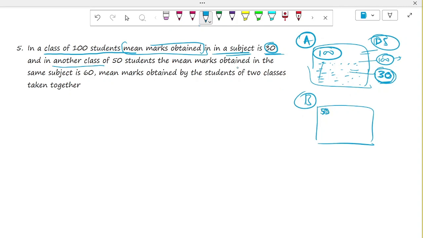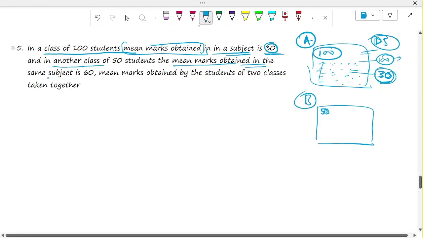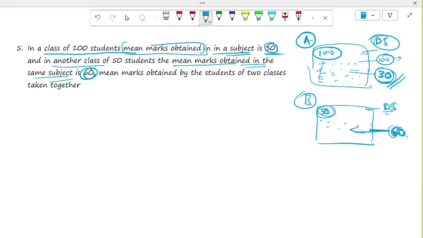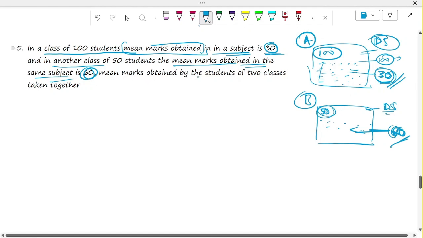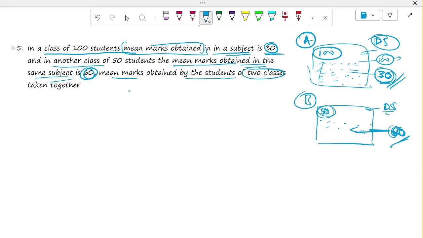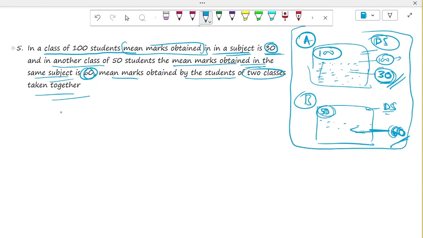And their mean marks obtained in the same subject, in the DS subject only, what is their mean marks? There are 50 students and the mean marks is given as 60. Fine, here mean marks is 30 and here it is 60. Then they are asking what is the mean marks obtained by the two classes taken together. We need to take both the classes together.